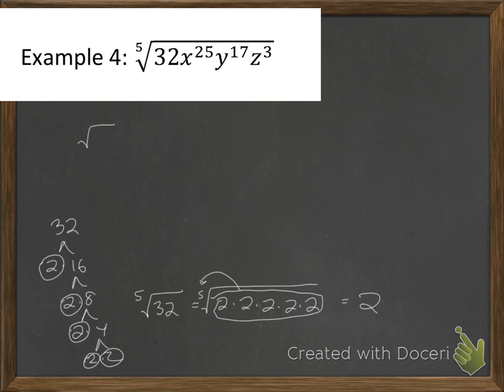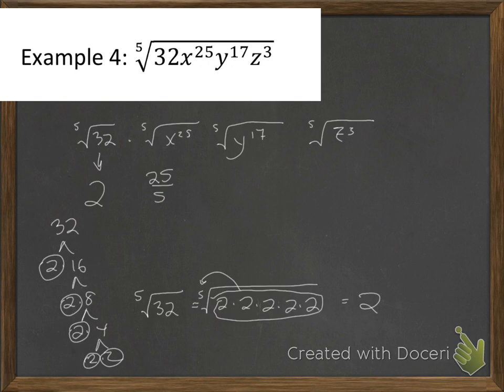So we have the fifth root of 32 times the fifth root of x to the 25th times the fifth root of y to the 17th times the fifth root of z to the 3rd. Okay, so we already said that this is 2. Then we're going to have 25 divided by 5, which is 5 remainder 0. We're going to have 17 divided by 5, which is 3 remainder 2. And then we're going to have 3 over 5, which is 0 remainder 3.